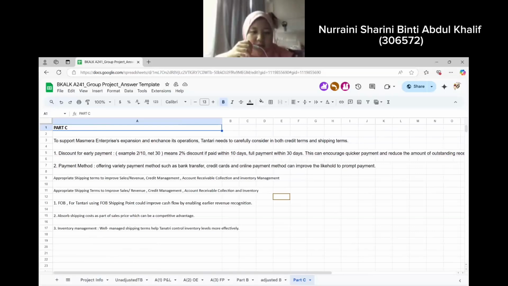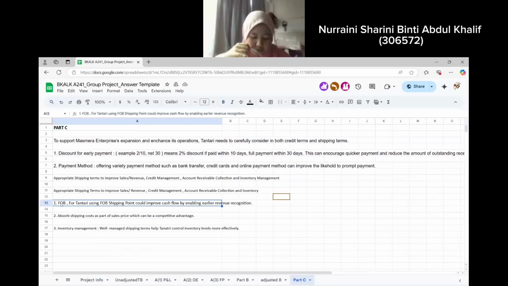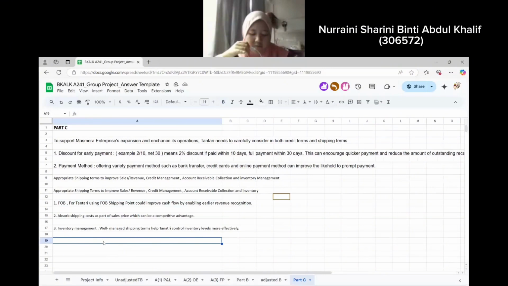Then jumping to the second question, which is using the appropriate shipping terms to improve and increase sales. They can use FOB. FOB means free on board, which is the ownership of the goods passes to the buyer as soon as the goods leave the seller's premises. This allows the seller to recognize revenue immediately and ensures that the buyer is responsible for the shipping costs and risk. So Tantari could improve the cash flow by using FOB shipping point, enabling earlier revenue recognition.